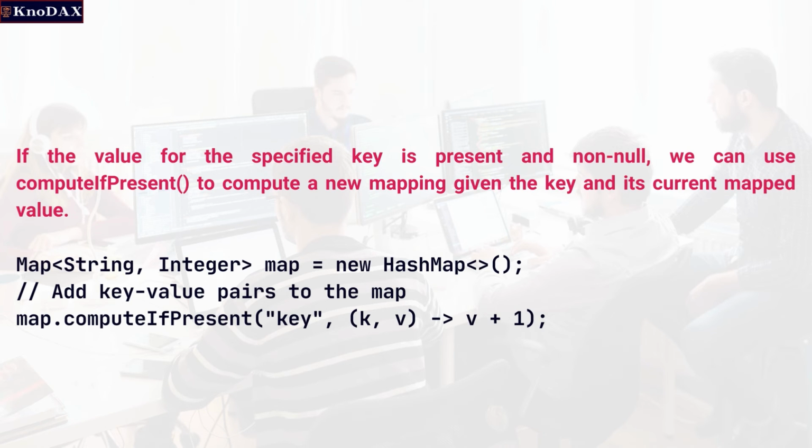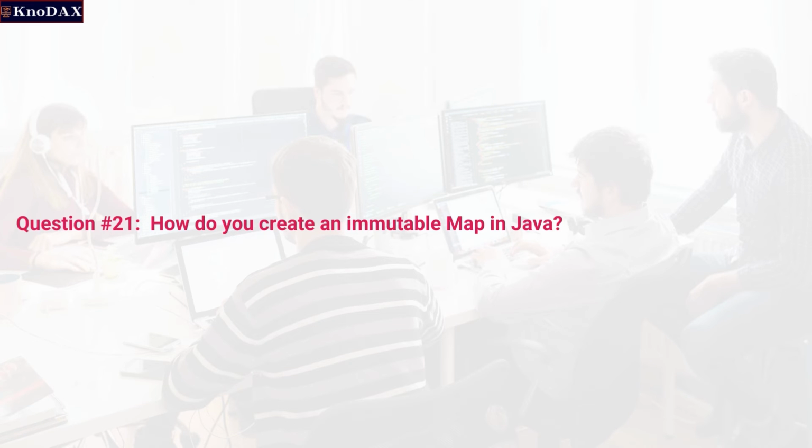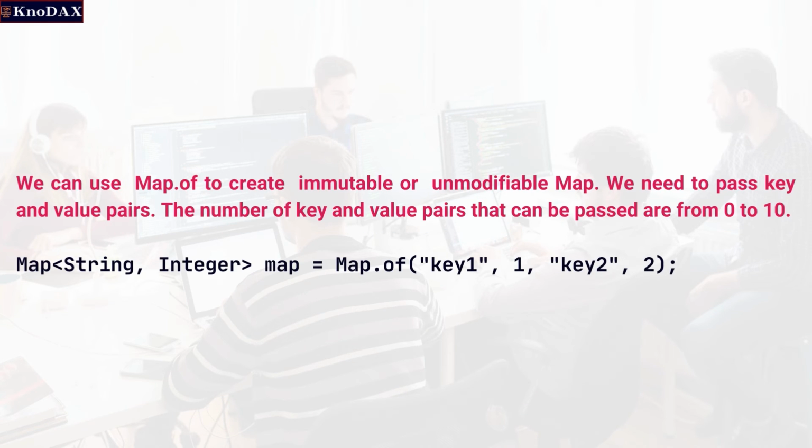How do you get a synchronized map? We can get a synchronized map by calling the synchronizedMap method of the Collections class. How do you create an immutable map in Java? We can use Map.of to create an immutable or unmodifiable map. We need to pass key and value pairs. The number of key and value pairs that can be passed is from 0 to 10.